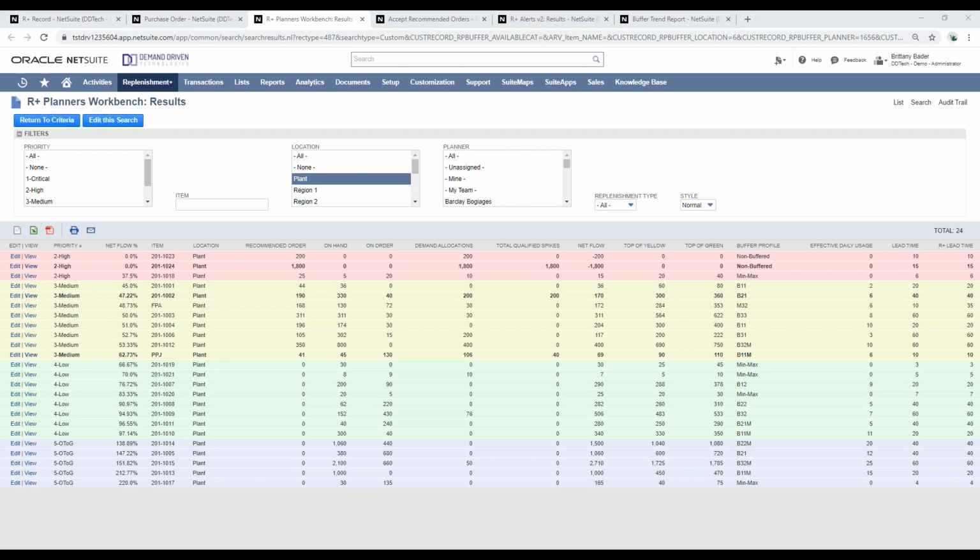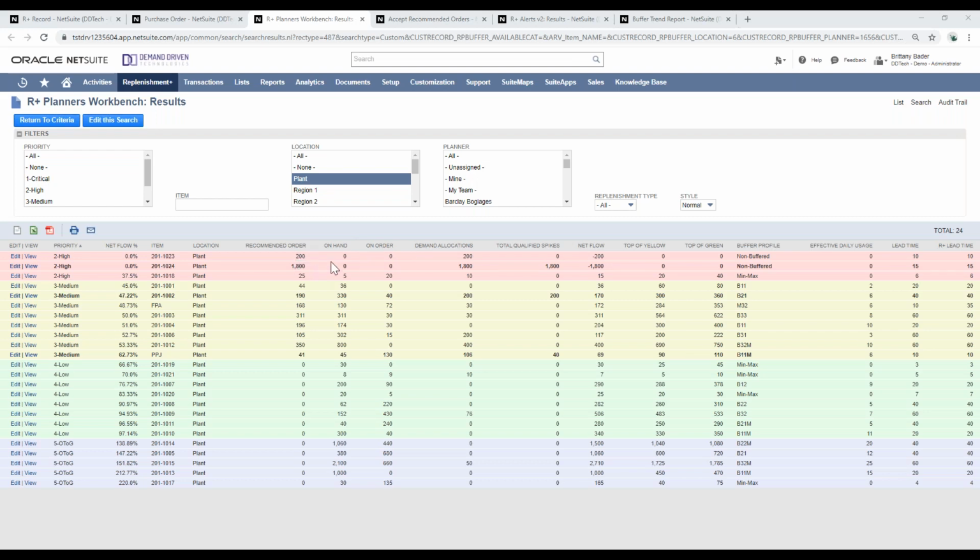This is really where I would start my day as a planner, see where I should focus my attention, what items have actions on them that will need to be taken. This is sort of like my personal dashboard. So the color coordination here instantly shows me what needs my attention and what doesn't. All of these are based off of my item's net flow position. That net flow is spelled out again up here: on hand, on order, demand. If I have any qualified spikes, where that net flow position is in the recommended order.